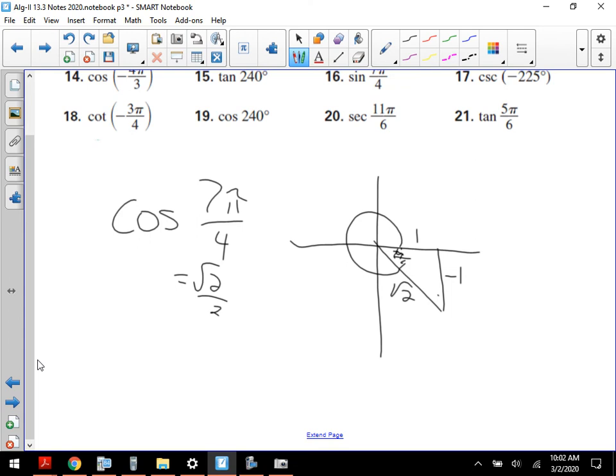There's only going to be 3 of them. Your reference angles are only going to be pi over 6, pi over 3, or pi over 4. Otherwise, you're on a quadrant. That's the thing, guys. There's only 3 reference angles. There's only 3 of them. Okay.